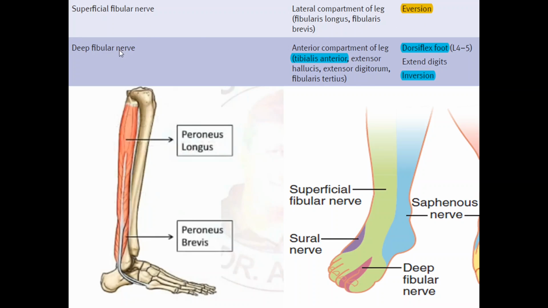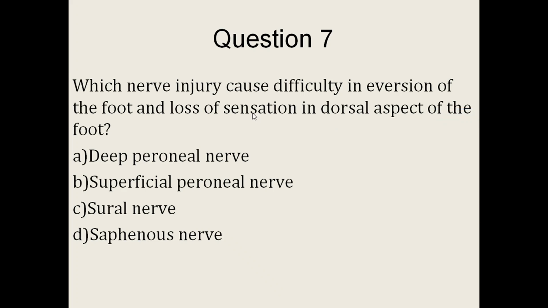And the deep fibular nerve will supply the anterior compartment of the leg. If it supplies the anterior compartment of the leg, what will it do? It will do dorsiflexion and it will do inversion. So deep fibular nerve is doing inversion, superficial fibular nerve is doing eversion. Now they have also mentioned the dorsum of the foot, that on the dorsal aspect of the foot there is loss of sensation, right?